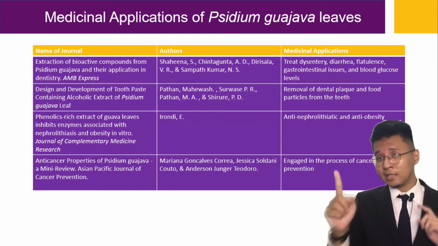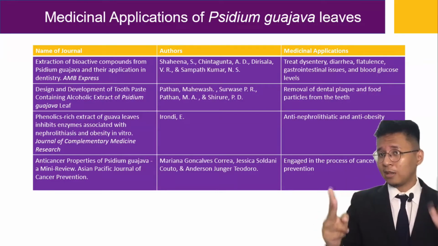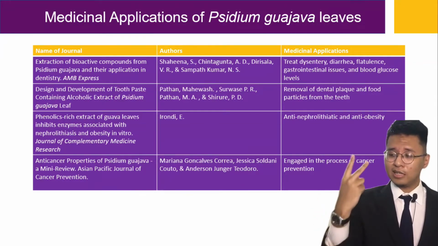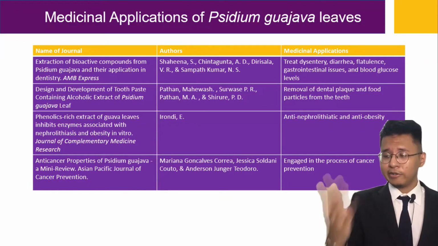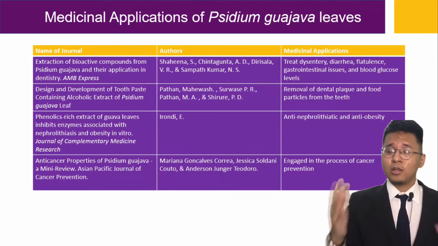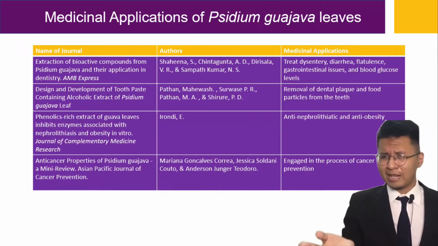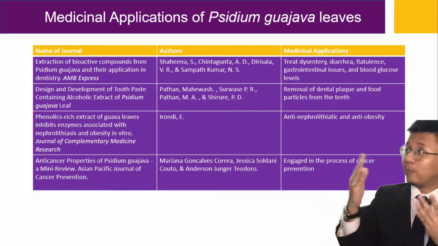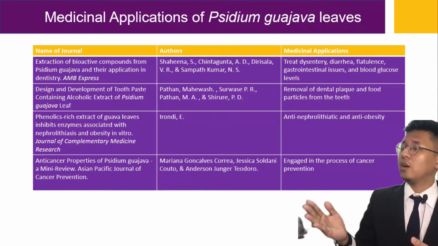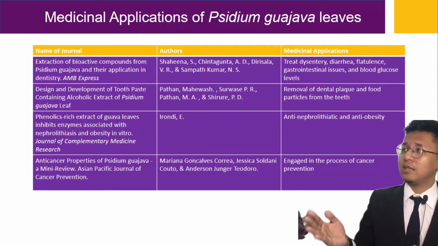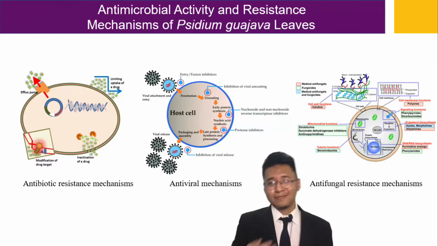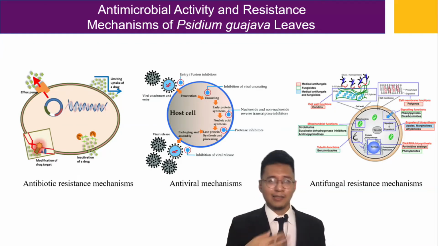Traditionally, people in India, China, Pakistan, Bangladesh use guava leaf to treat dysentery, flatulence, gastrointestinal problems, diarrhea, and many more. This could be traced back to the secondary metabolites found in the guava leaf. These are examples of the plethora of medicinal applications of guava leaf extract, which include dentistry, cancer prevention, and etc. Now, onto antimicrobial activity and resistance mechanism.